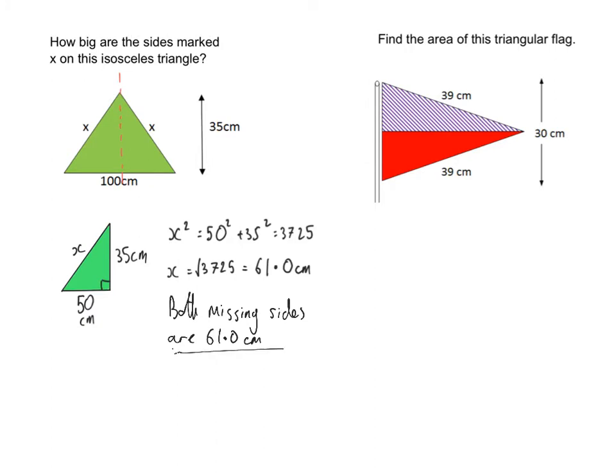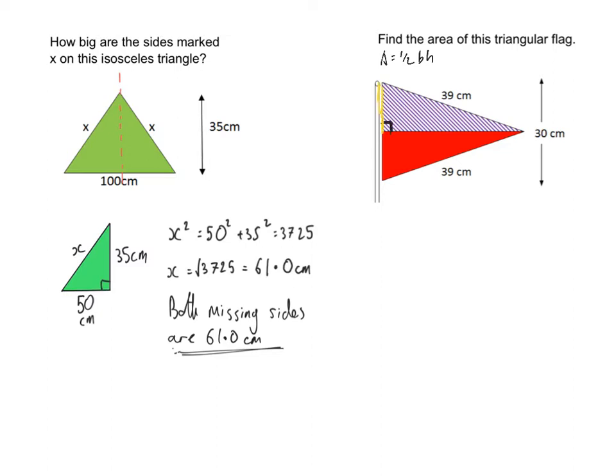It's often a good idea just to write a short sentence with these types of questions, just to communicate your answer. Right, here I've got another isosceles triangle. I want to find the area of this triangular flag. Now, the area of a triangle is found by doing half base times height, where the base and height meet each other at a right angle. And the design of this flag is actually sort of giving away where the base and height are.